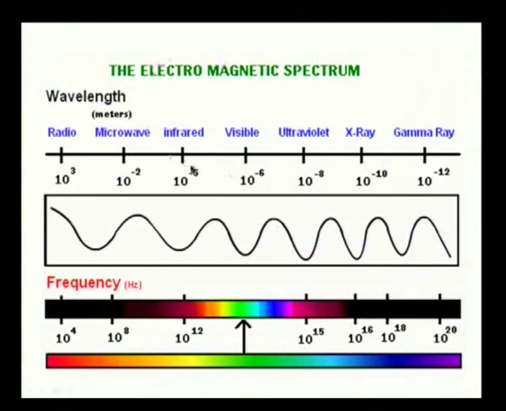This is the electromagnetic spectrum diagram. Here we can locate various kinds of waves: radio waves, microwaves, infrared rays, visible rays, ultraviolet, X-ray and gamma rays. Here the wavelength is represented in meters and the frequency is represented in hertz. The wavelength decreases from radio wave to gamma wave, but in case of frequency it is in the reverse manner.